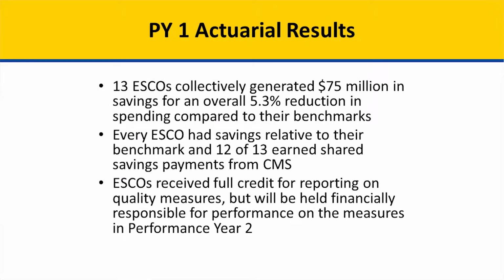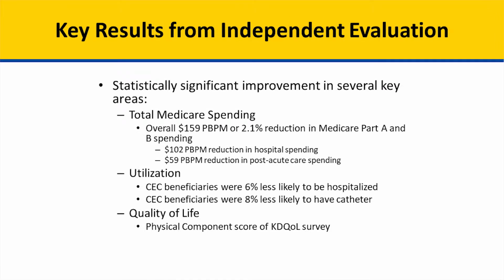So PY1 results were pretty positive. Overall, it was about a 5% reduction in spending relative to benchmarks. Each ESCO had savings. Quality results we didn't fully have, but we'll get more of those for year 2. We're currently calculating our results for year 2, with the goal of that being posted at some point in the next few months. We also had an independent evaluation conducted that showed the results.